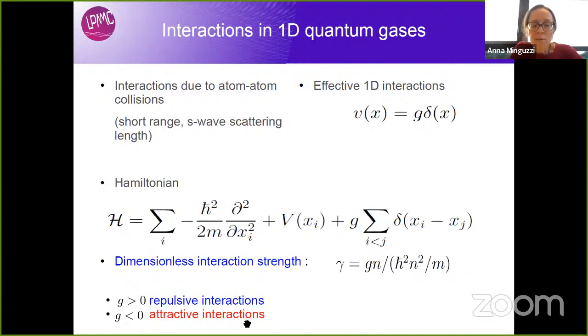Now, there are in fact two cases, as many of you know. You can have a repulsive interaction, described by the case G larger than zero, or an attractive interaction, described by the case G smaller than zero. And in this talk, I will mainly focus on the case of attractive interactions.